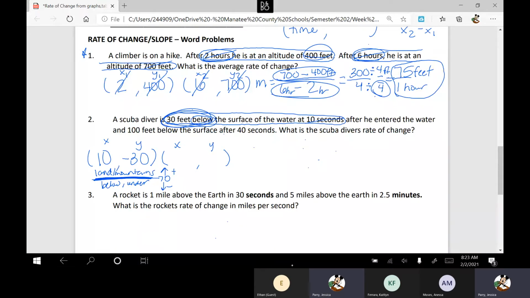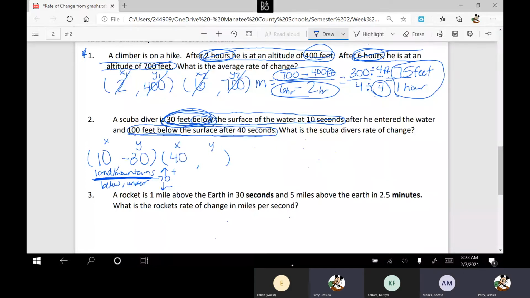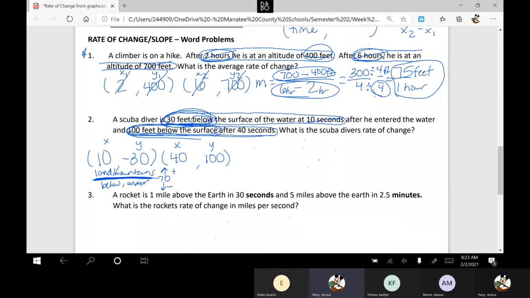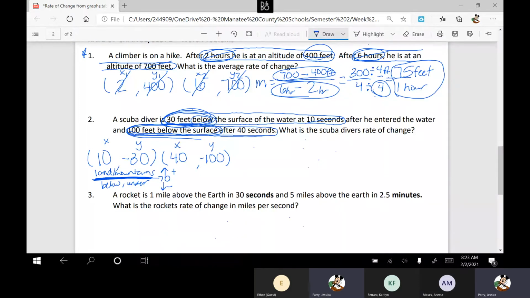Okay, and then let's keep on going. We have 100 feet below the surface after 40 seconds. So how can I write this one here? We have the 100 feet below and 40 seconds. What, comma, what? 40, comma, 100. Perfect. First is the 40 and then the 100, but it's 100 feet below the surface. So is it a positive 100 or a negative 100 if it's below the surface? Negative. Perfect. It's going to be a negative.